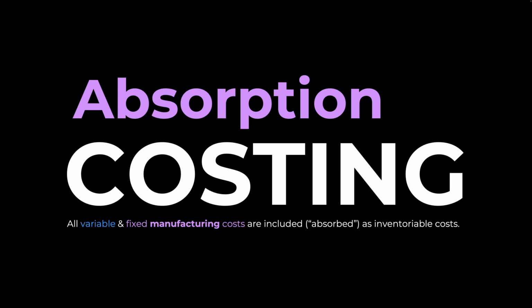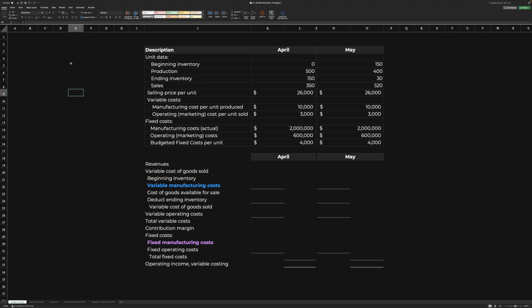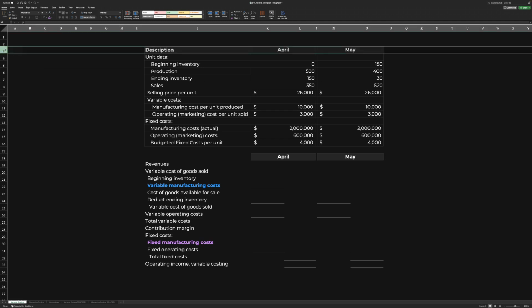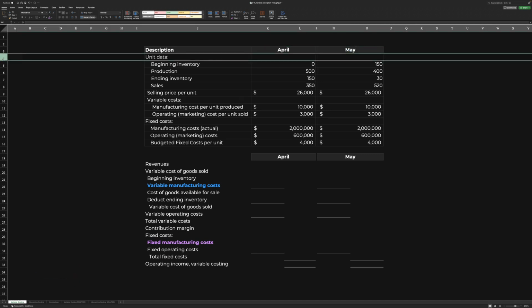Perhaps we can clarify things with an example. Let's do that now. This is a spreadsheet example, and we'll begin with some basic facts. We've got a description of various things for a business for the months of April and May. We'll begin with some basic unit data. We'll take a look at beginning inventory, which is 0 for the month of April and 150 units for May.